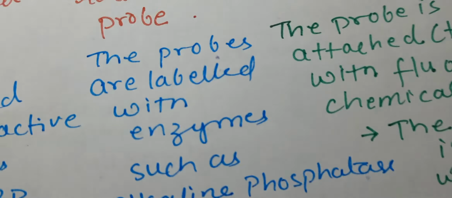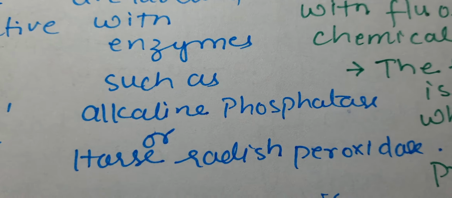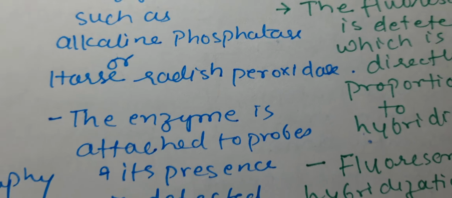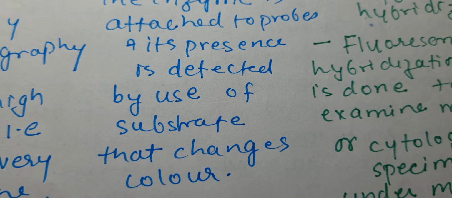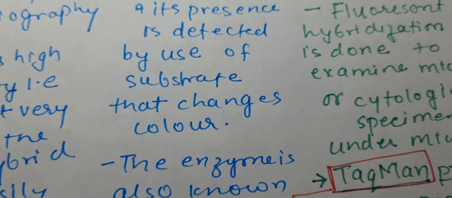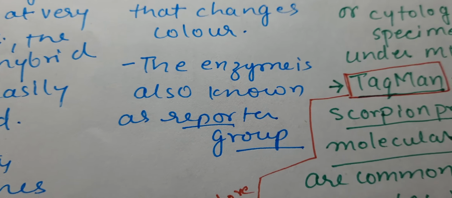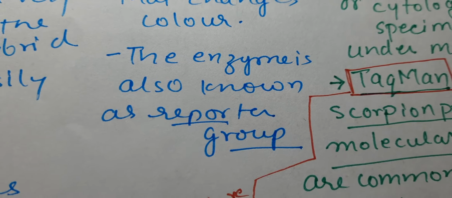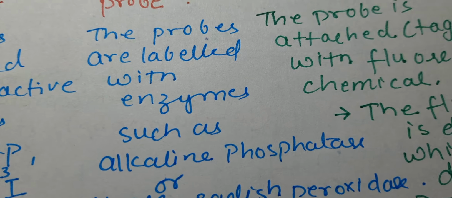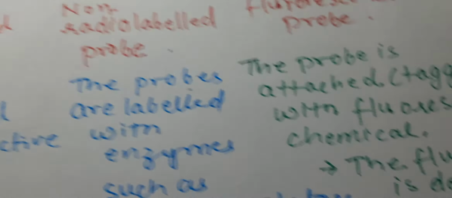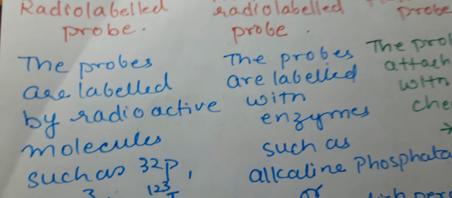If you look at the non radio labeled probe, these probes are labeled with enzymes such as alkaline phosphatase or horseradish peroxidase. The enzyme is attached to the probe and its presence is detected by use of a substrate that changes the color. We have seen this in ELISA. The enzyme is also known as reporter. So here the probe is labeled in an indirect way, with the enzyme attached, whereas in radio labeling, the label is directly incorporated in the probe itself.